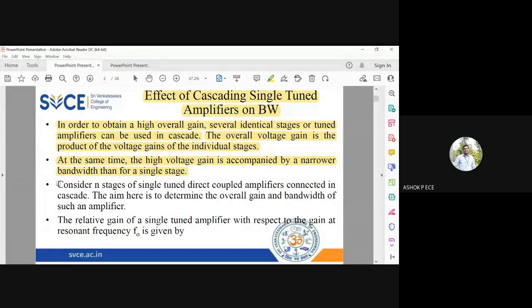So we are going to consider n stages of a single tuned amplifier in cascade, where n is a number which is greater than 1. Okay, the minimum number of amplifiers for cascading is 2. So we generalize it to be n. We are going to find what the gain and bandwidth are of such an amplifier which has n cascaded stages of identical single tuned amplifiers. And all the amplifiers are going to have the same resonant frequency.